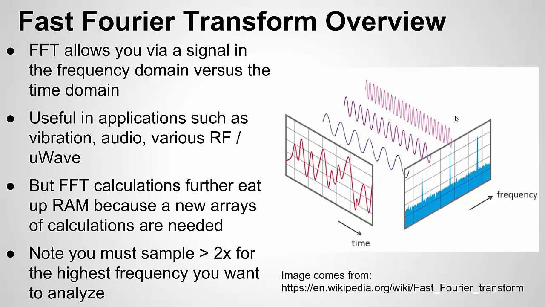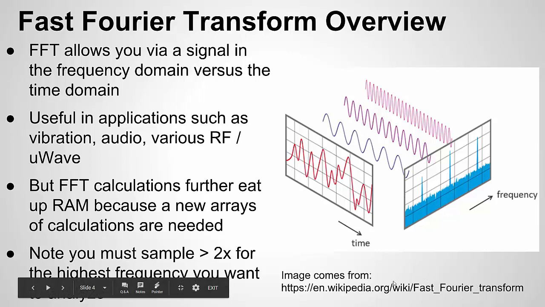Okay, let's talk about an FFT, or a fast Fourier transform. This basically allows us to look at a signal in the frequency domain. If you have an oscilloscope, the oscilloscope allows you to look at the signal in the time domain, and that's how we're most familiar with doing it. And I love this visual. I got it from the Wikipedia FFT site, which if you want to learn more about FFTs, I encourage you to check out that page.